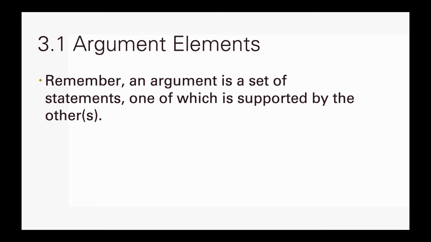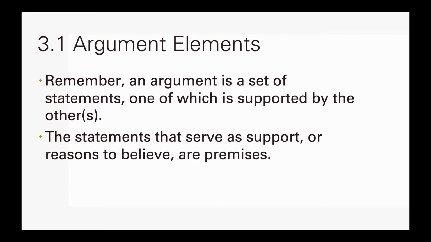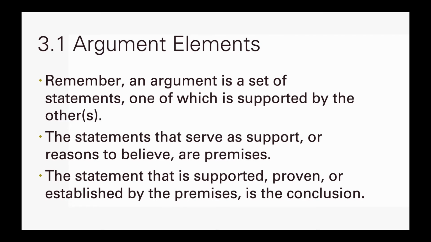First, let's remember that an argument is a set of statements, one of which is supported by the other or others. The statements that do the supporting, or if there's just one, the statement that does the supporting, is called the premise. If we have multiple supporting elements, then these are called the premises. The statement that is supported, proven, or established by the premises is the conclusion.